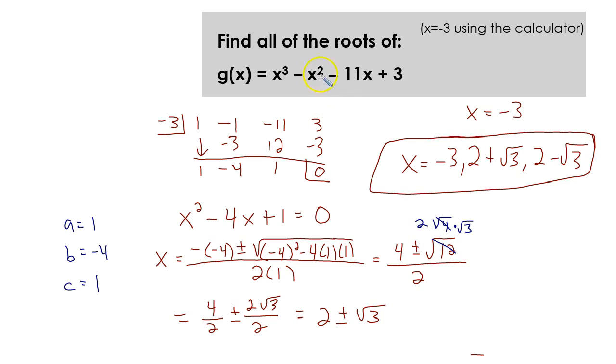We got those by finding a root of -3 in our calculator, using that root in synthetic division to get a quadratic, solving that quadratic using the quadratic formula, being careful to put everything in parentheses that we're substituting in, and simplifying it down to two fractions. I did have to deal with the square root of 12, which is 2√3, and then simplify those two fractions to get my simplified form here.